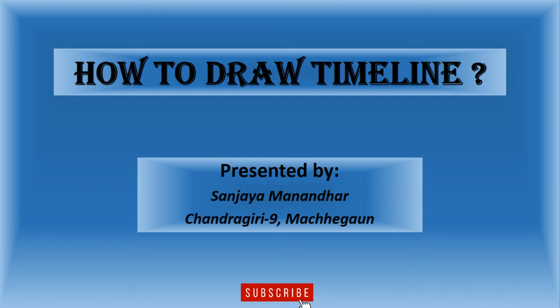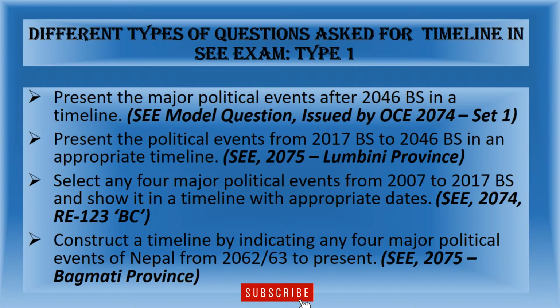So let's go to the first slide. First, I am going to give you the different types of questions asked about timelines in the SE exam, and I have categorized these questions into three groups. The first type of question is like this. You are given the choice of selecting the events yourself. You can select any four events by your choice.